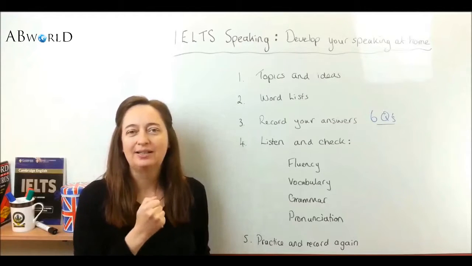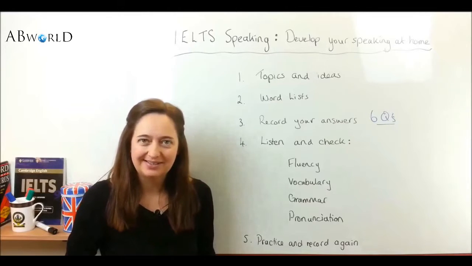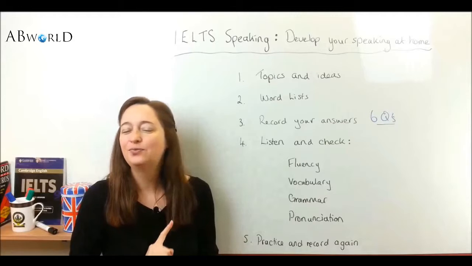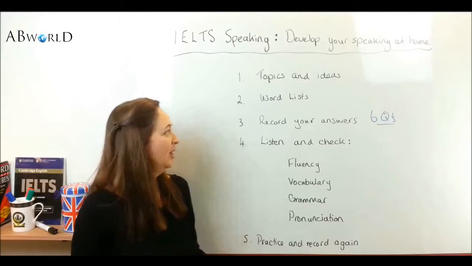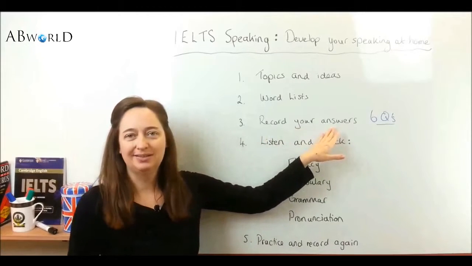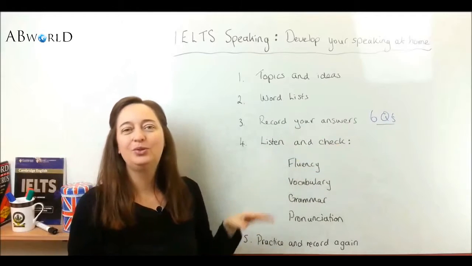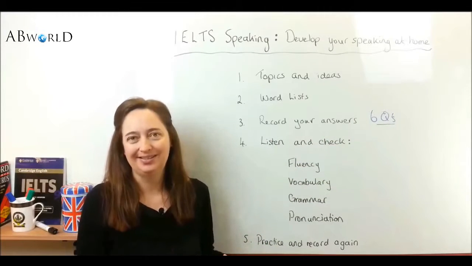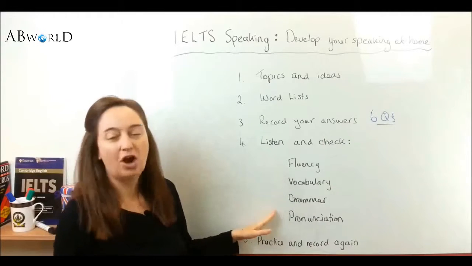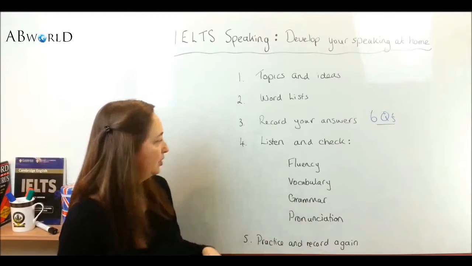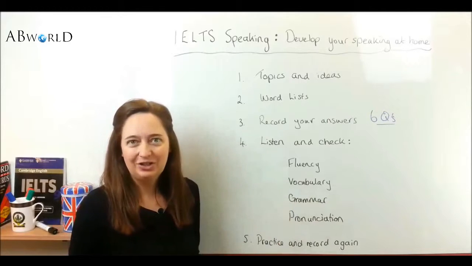So when you record your answer, this gives you a chance to find your weaknesses. Finding your weaknesses is very important so that you can improve. So you need to record your answers to those questions on your phone. After that, I want you to listen to your answers. Listen and check. Now, there are 4 things that I want you to check for. I want you to check for fluency, vocabulary, grammar, and pronunciation.